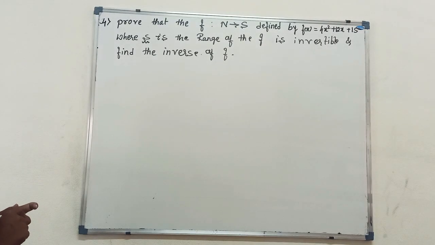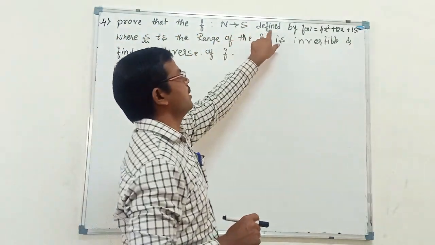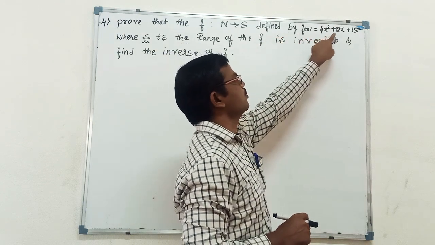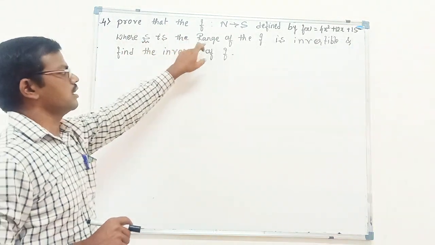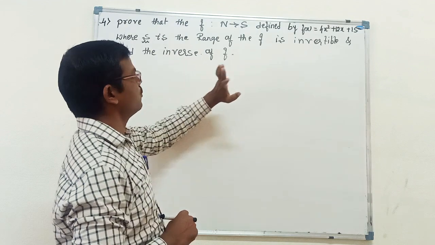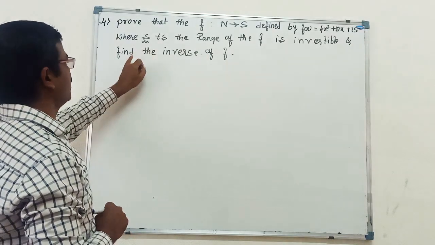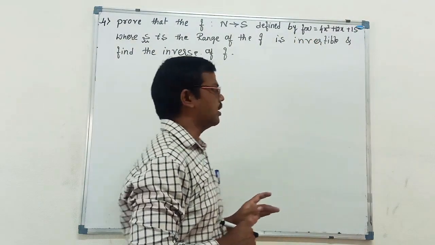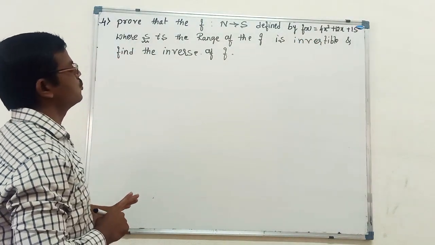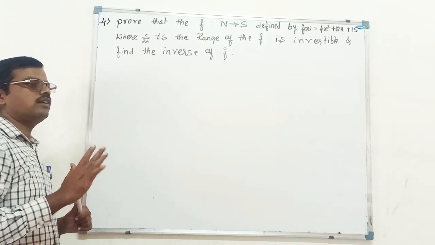Next we come to another example, and it is very important. Prove that the function f from N to S defined by f of x equal to 4x square plus 12x plus 15, another quadratic problem where S is the range of f, is invertible. What we have to show is that it is invertible, and we have to find its inverse. For finding the inverse, we have to convert x in terms of y. To show that it is invertible, we have to prove it is one-one and onto.